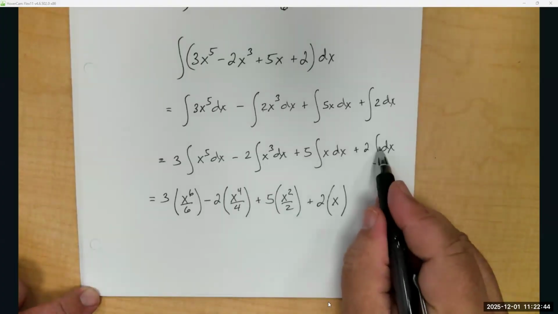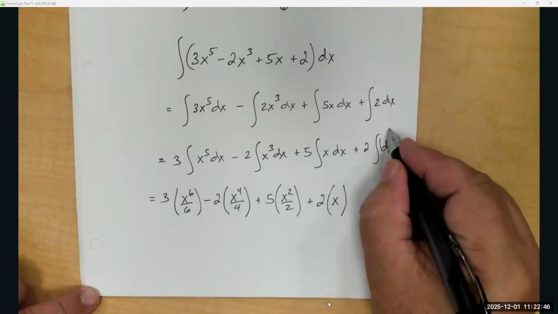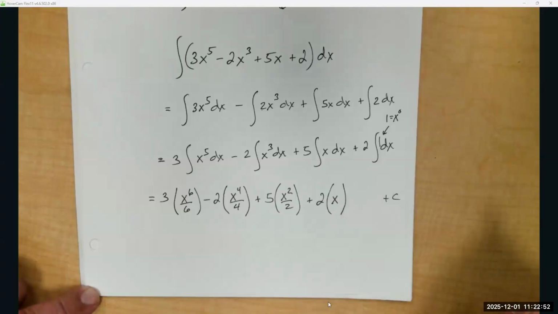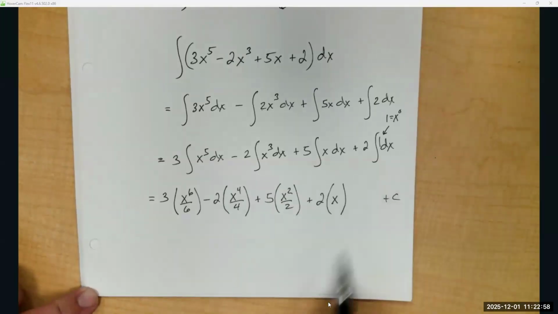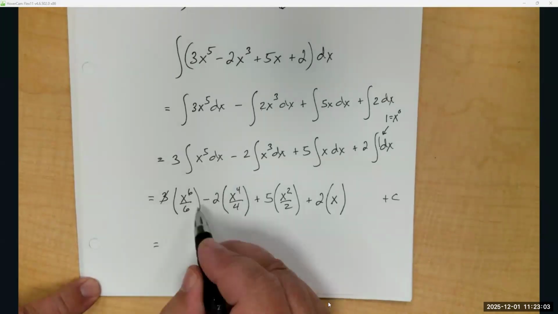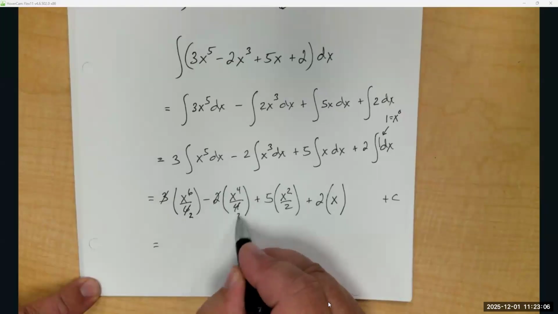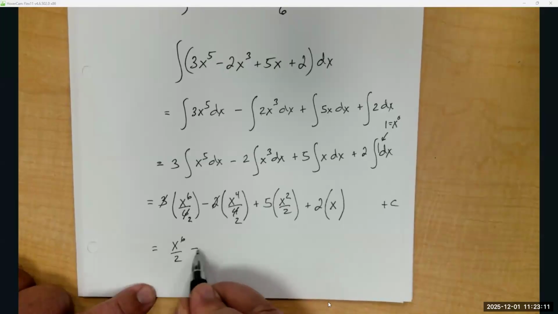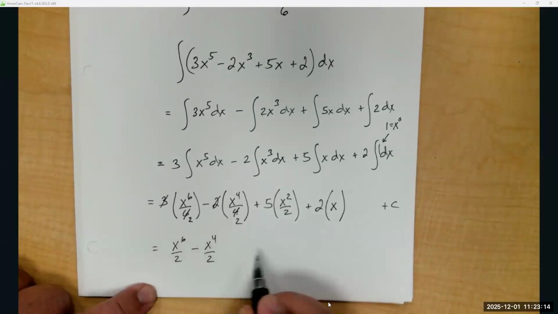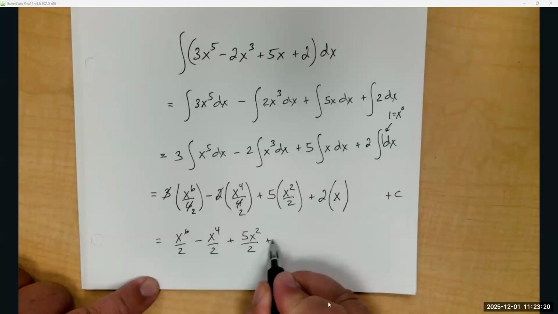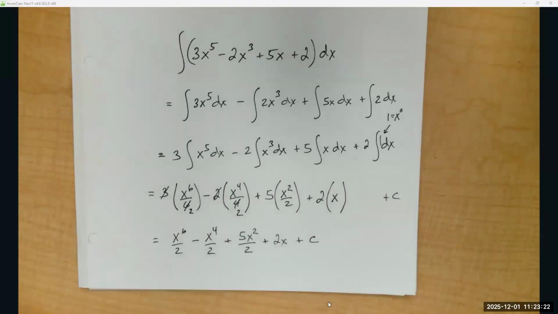Because right now, what is it? There's nothing there. There's a 1 right there, right? But what is a 1? A 1 is x to the 0 power. So when we add 1 to it, we get that, plus c. So now we simplify everything. The 3 and the 6 cancel. The 2 and the 4 cancel. So we have x to the 6th over 2, x to the 4th over 2, plus 5x squared over 2, plus 2x plus c.